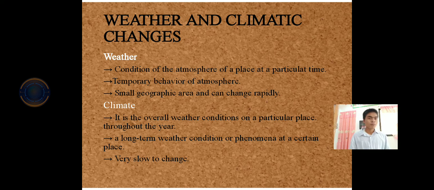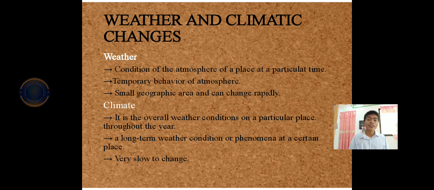So let us proceed. We are now done with atmospheric circulation. Let us proceed to weather and climatic changes. By the way, what is the difference between weather and climate? Weather is the condition of the atmosphere of a place at a particular time. It is also a temporary behavior of the atmosphere in a small geographic area, and it can change rapidly. Weather can change from time to time. Today, it is raining, and after a few hours, it suddenly becomes hot. So that is the weather.